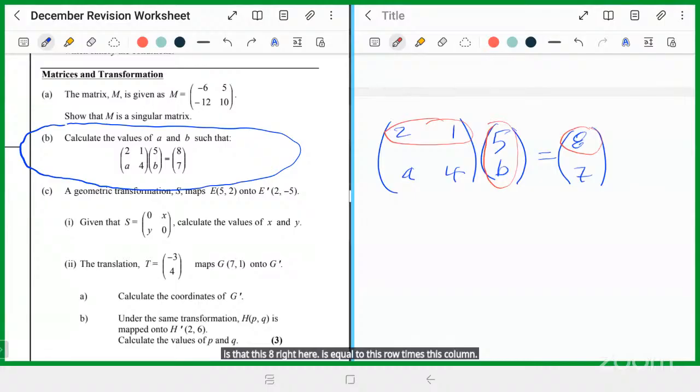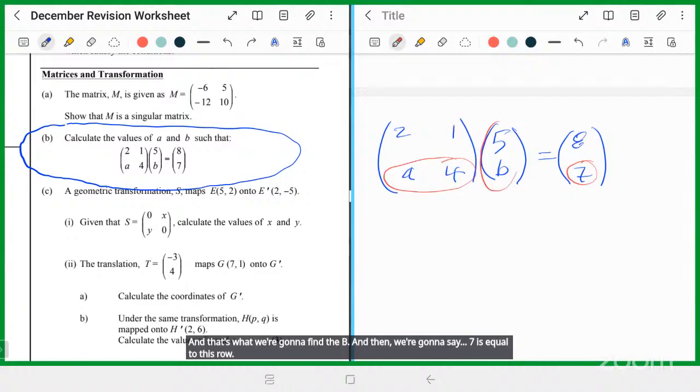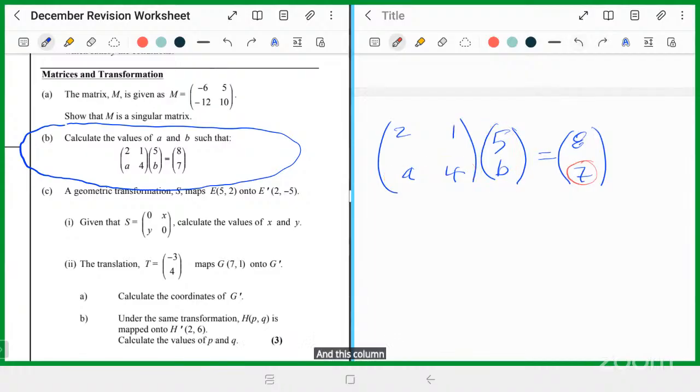That's what it is, you know. And that's how we're going to find the B. And then we're going to say this 7 is equal to this row times this column. Alright, that is it. So firstly, we can write it out like this. 2, 1 times 5B is equal to 8. So this is 2, 1 times 5B is equal to 8.